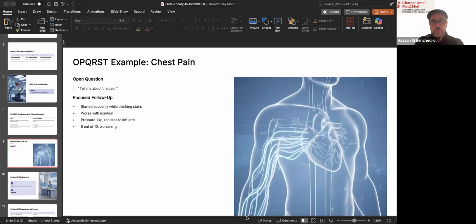Okay, so let's talk about chest pain, for example. Why do we talk about chest pain? Chest pain, because the heart, cardiovascular disease is the first killer, okay? Worldwide, that is. For chest pain, we notice chest pain. Tell me about the pain. Tell me how it started. It started while climbing the stairs, or running away from something you were afraid of. It was worse with exertion, and it got better when the person laid down or sat down.